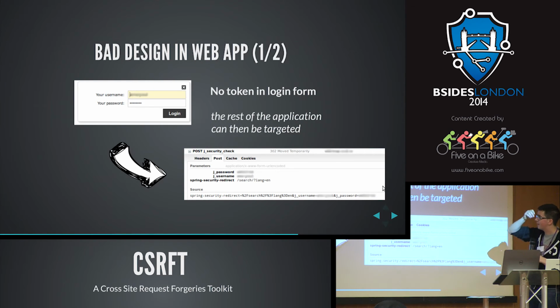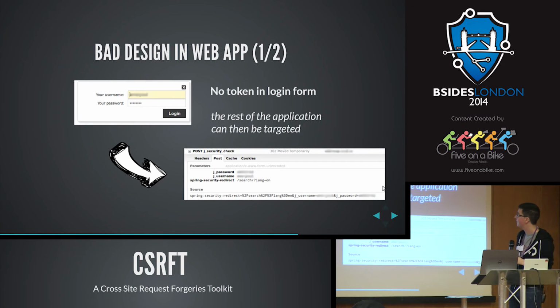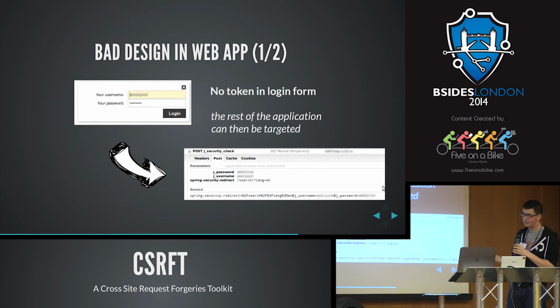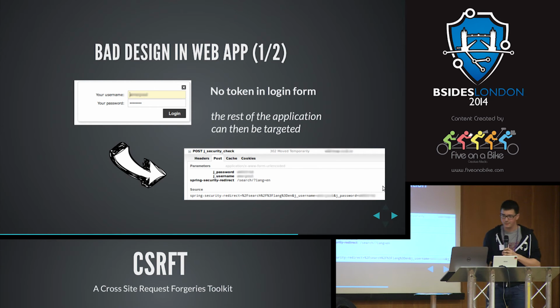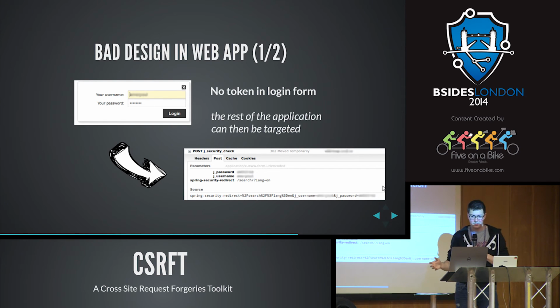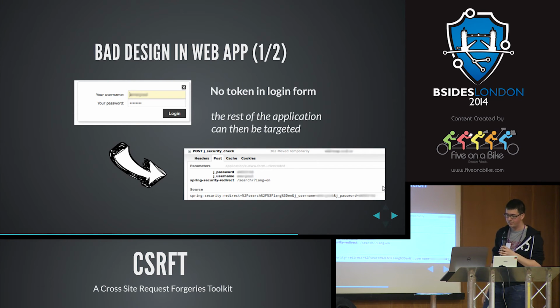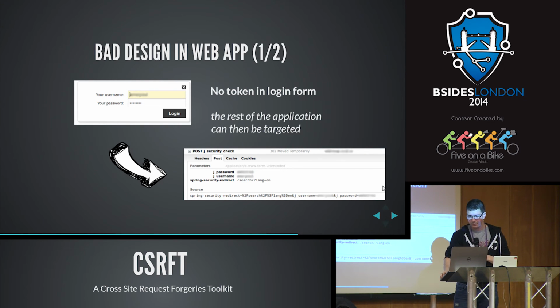So now let's take a look at the bad design in some web applications. Obviously there was no token in the login form, and you can automate this process. A lot of web applications don't have any token in the login form. This means the rest of the application can be targeted. If there is, I don't know, a 0-day on some HTML forms, you will be able to reach it. And if the user has weak credentials, you will be able to target some people. So that's the first case.